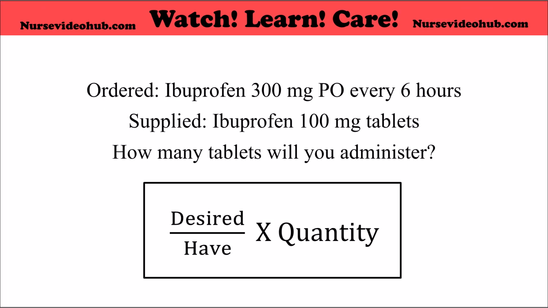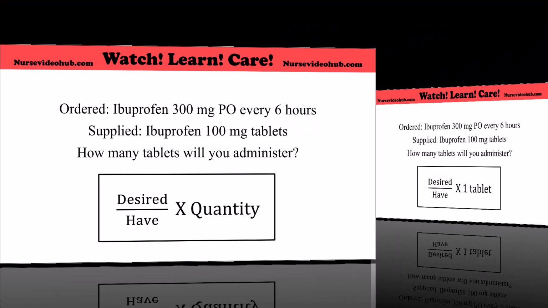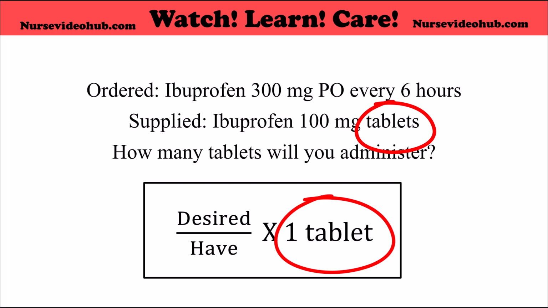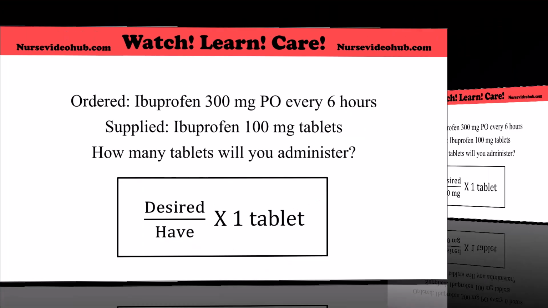For the first practice problem, the order is ibuprofen, 300 milligrams PO every 6 hours. The medication supplied is ibuprofen 100 milligram tablets. How many tablets will you administer? Start by placing the quantity of the medication in the formula. In this case, the medication is a 100 milligram tablet, so the form is 1 tablet.